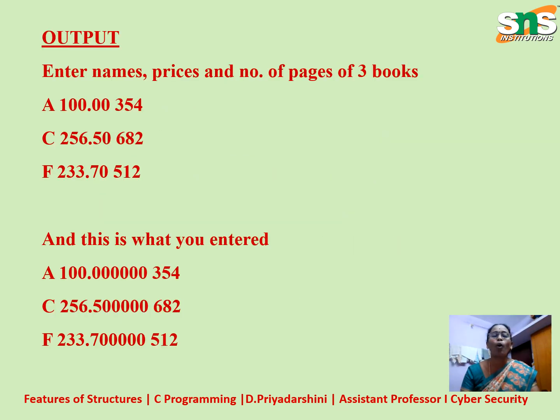Here is the sample output of how we executed this program. This program retrieves the name, price and number of pages of three books, because we have created three variables of the same structure data type. So each of the variables B1, B2, B3 can hold the same type of structure. It consists of the name of the book, price of the book and pages of the book.